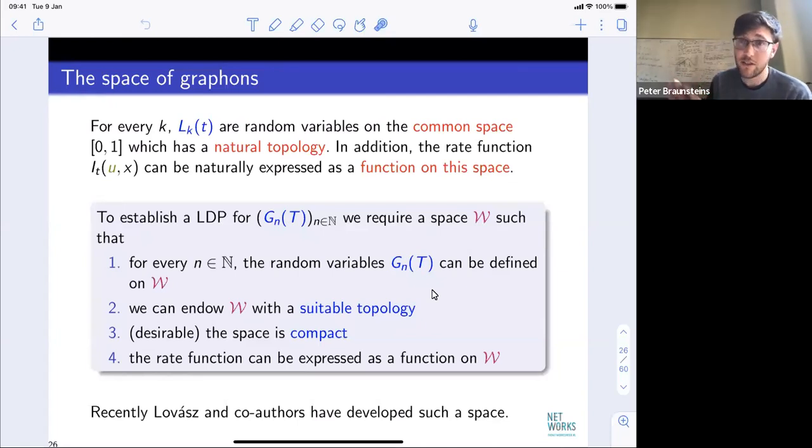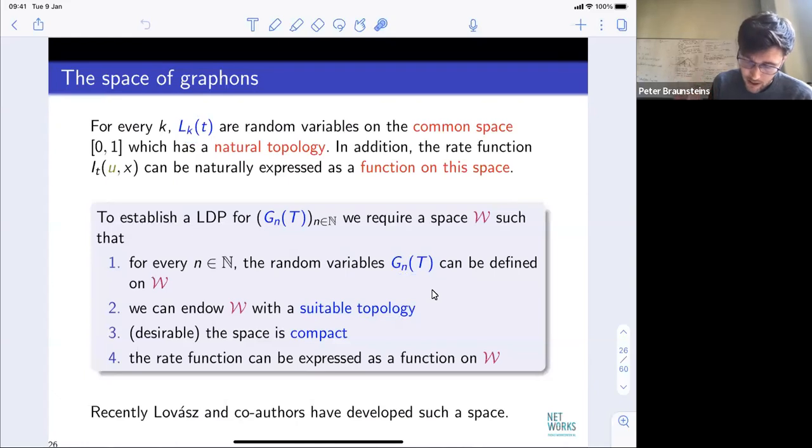This space should satisfy 4 properties. To establish our large deviation principle for our sequence of random graphs, we require a space such that, firstly, for every n, the random variables can live on this same space. Just like these guys all live on the space 0, 1, we want all of our random variables to live on the same space. We want to be able to endow this space with a suitable topology, and we'll see what a suitable topology is in the coming slides.